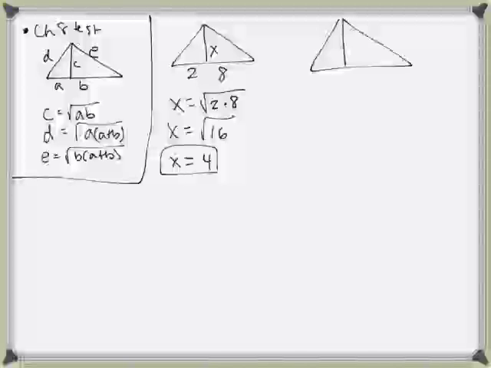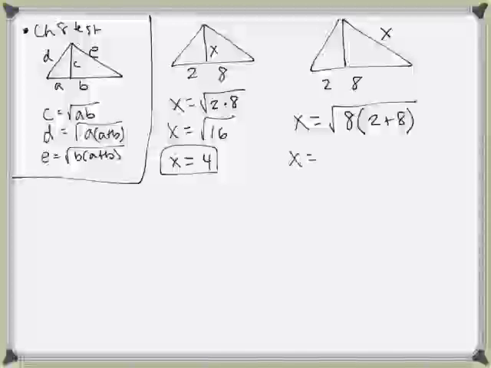Of the same type of problem, the next one I want to look at on the test was part C. It looks like this. So we still have the 2 and the 8, but we move the x to a different location now. So now if we line that up with the model picture, x is in the spot of E. So we're going to want to use the formula that has E in it. E is x equals the square root of B, which is 8, times A plus B, which is 2 plus 8. So x is equal to the square root of 8 times 10, which would be the square root of 80.